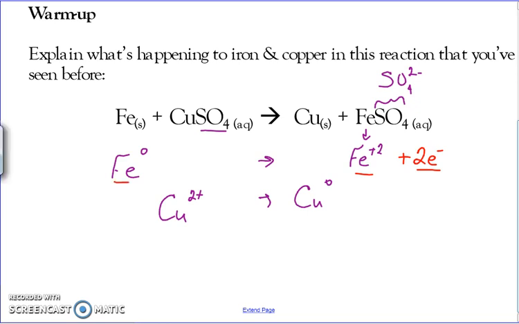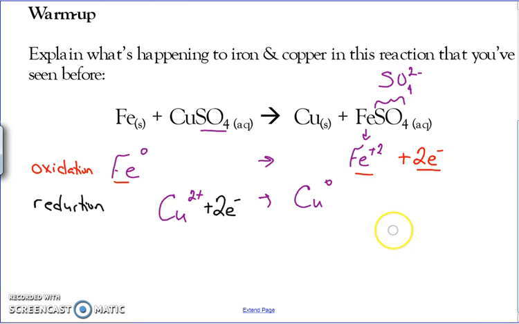The same thing is happening on the other side of the next reaction. Copper is gaining 2 electrons, and in doing so becomes neutral. So in this first equation, this is considered an oxidation reaction, because iron is losing electrons. Whereas the second one down below here is a reduction reaction because it is gaining electrons.